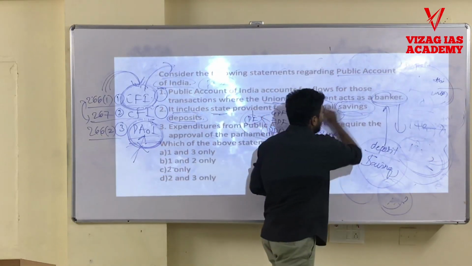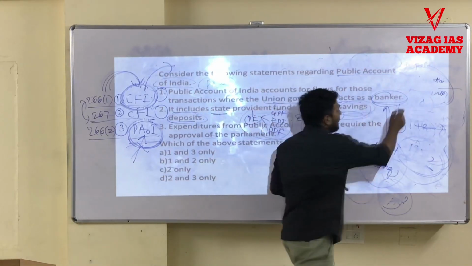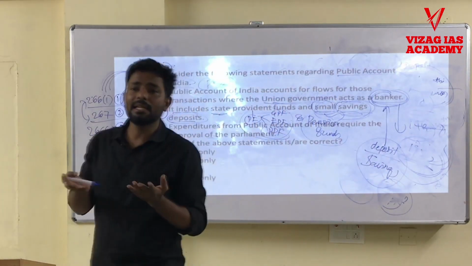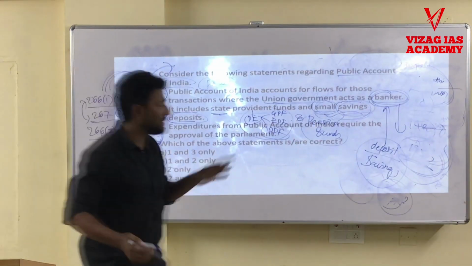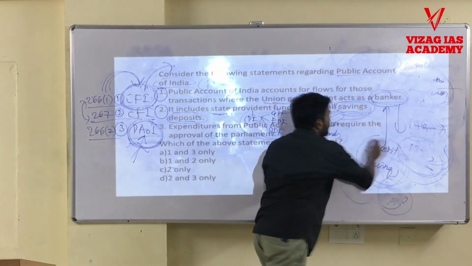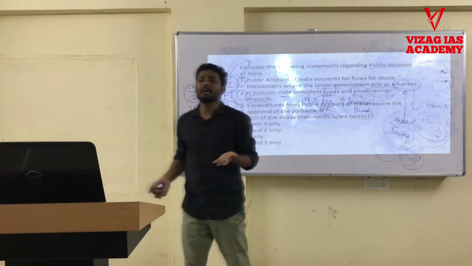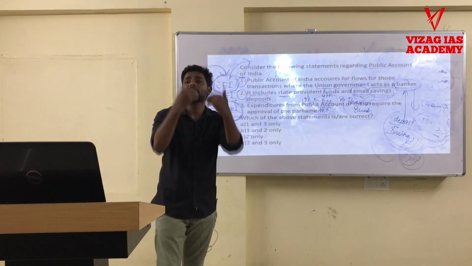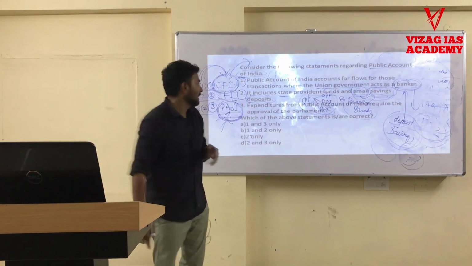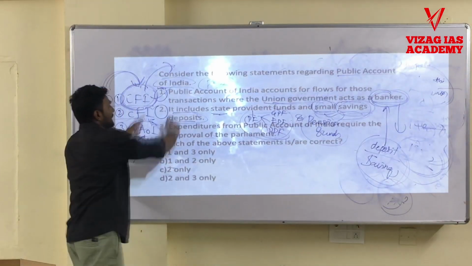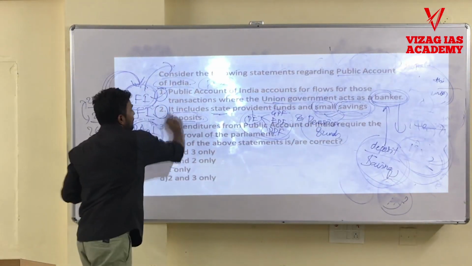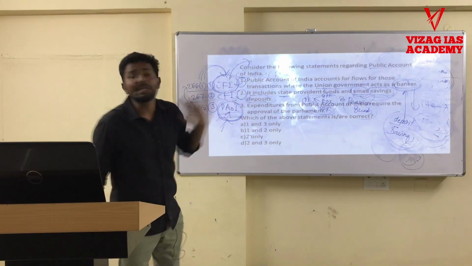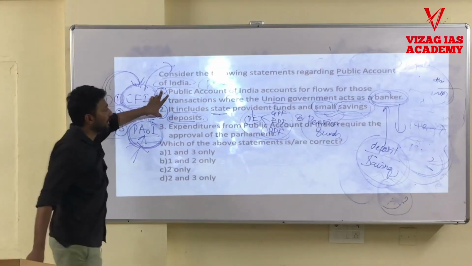So the point is, what is a bank? What does a bank do? It accepts the deposits, and whenever we seek the money it gives the money. That is the role. So when it comes to the Public Account of India, the government acts like a banker. Government plays the role of a banker. It accepts the deposit and gives away the money whenever they ask. So this first statement is correct. The second statement is also correct, because the public account constitutes all these deposits and savings. So 1 and 2 are both correct.